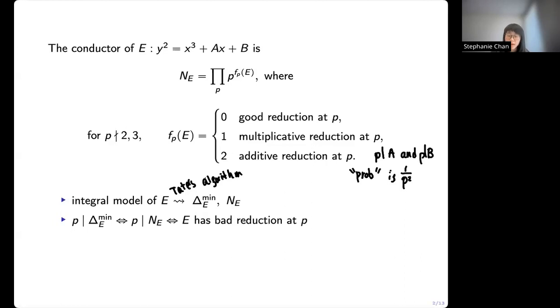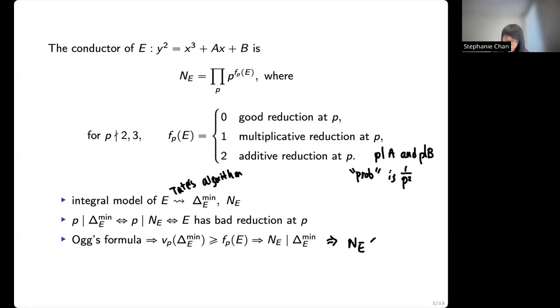And there's also Ogg's formula, which implies that the exponent of any prime that divides the minimal discriminant is larger than the exponent in the conductor. So in particular, the conductor would divide the minimal discriminant, and so the conductor has to be less than the absolute value of the minimal discriminant.